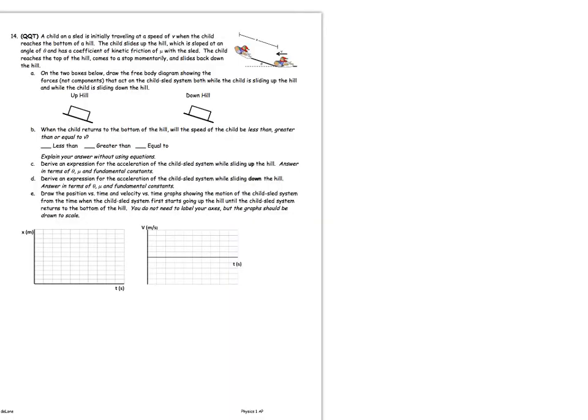Alright, one more AP style problem here. So we have a child on a sled traveling at a speed of v at the bottom of a hill. The child slides up the hill, which is sloped at an angle of theta, and reaches the top of the hill, comes momentarily to a stop, and slides back down. And so first we want to draw the forces acting on the child in both situations, both sliding up the hill and sliding down the hill.